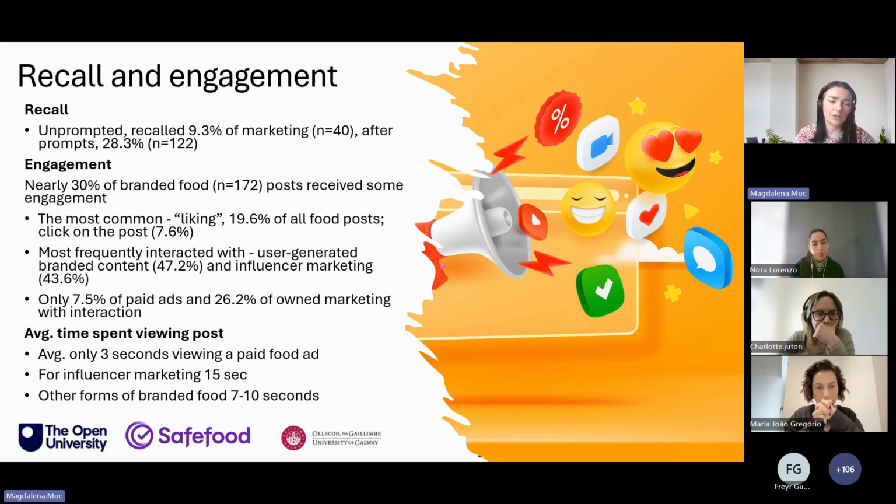So children, when they can clearly identify something and see it as an advertisement, they're less likely to interact with it. However, those that are a bit less clear get high engagement from children. And it also showed in the time that they spent viewing the content, where they only spent on average around 3 seconds viewing the paid ads, and 5 times longer, an average of 15 seconds, viewing influencer content. So they stayed much longer on this content and they engage with it much more frequently.